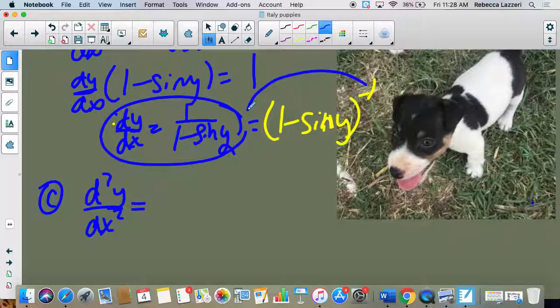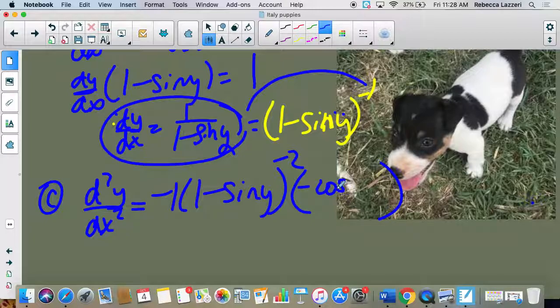Just multiply by 1. So I'm going to go -1 times 1 minus sine y. I'm just leaving the inside alone right now and subtracting 1. I just treated that like u to the -1, so I went -1 u to the -2. Now I have to go back in for the derivative of the inside and create my chain. The derivative of 1 is 0. The derivative of negative sine y is negative cosine y. But I just took a derivative with a y in it, so I have to stop and say y prime, or in this case I'm using their notation, dy over dx.